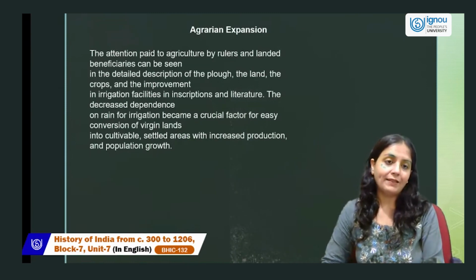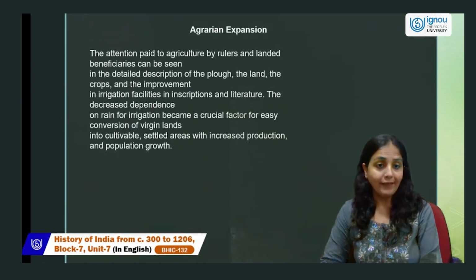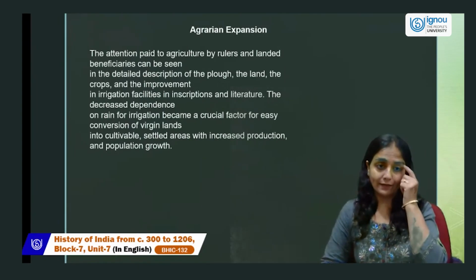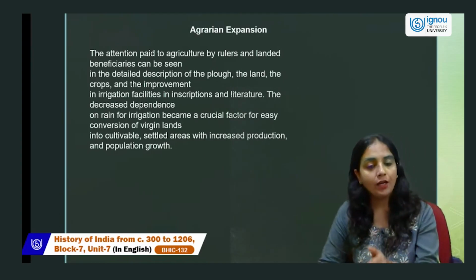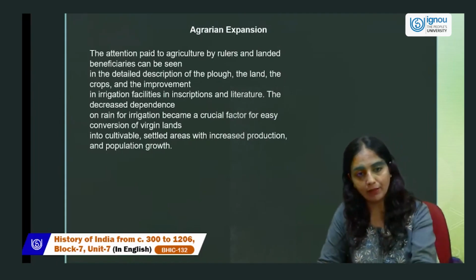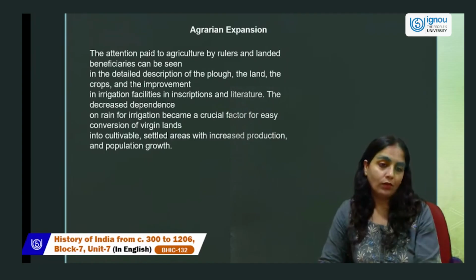At that time, the peasants were dependent on rain for the irrigation. That was a crucial factor for easy conversion of virgin lands. And how did they convert virgin lands? They converted virgin lands into cultivable with the use of irrigation method.